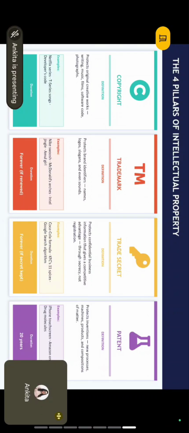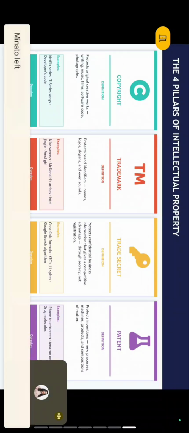Similarly, many pharma companies protect their manufacturing processes as trade secrets, especially how they make complex biological drugs, because the how is extremely hard to reverse engineer. And its duration is also forever, but only as long as the secret is kept a secret, and the day it leaks, the protection is gone.